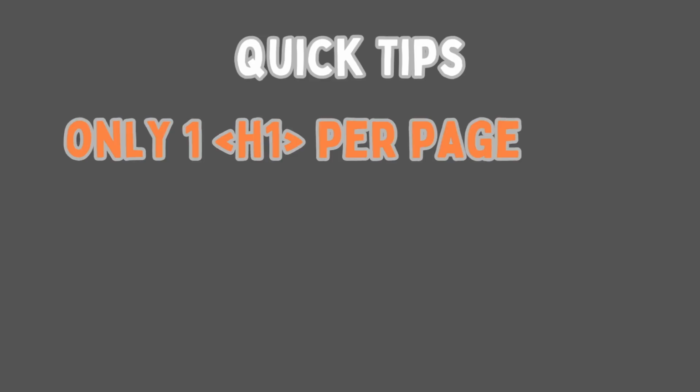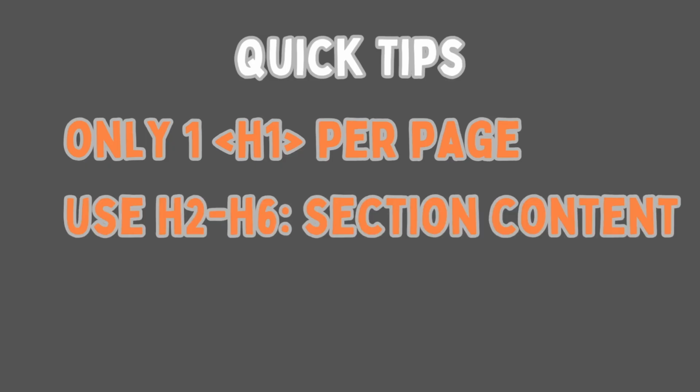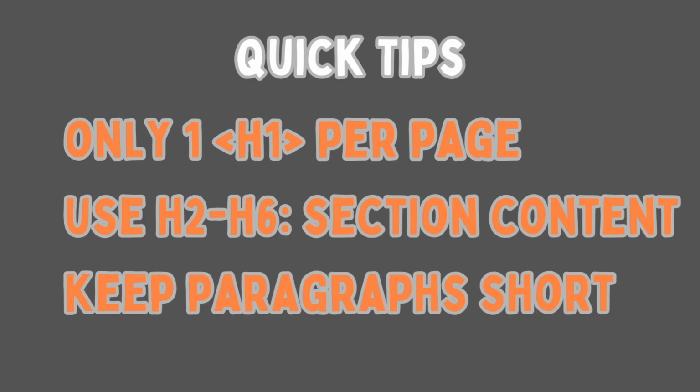Here's some quick tips. Only use one H1 per page for the main title. This helps search engines understand what the page is about. Use other heading levels H2 through to H6 to break up sections within the content. Keep paragraphs short and focused. It's easier to read and keeps users engaged.